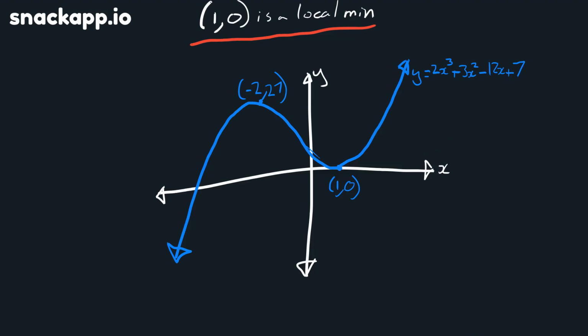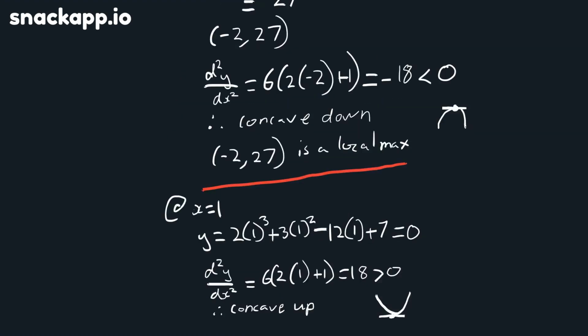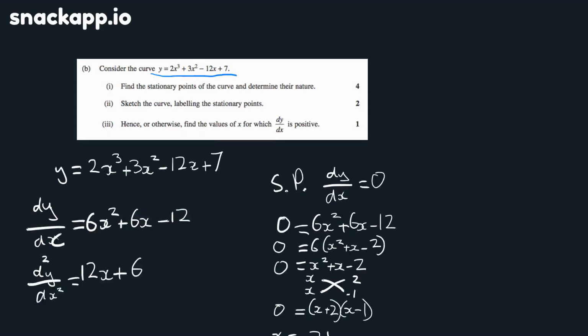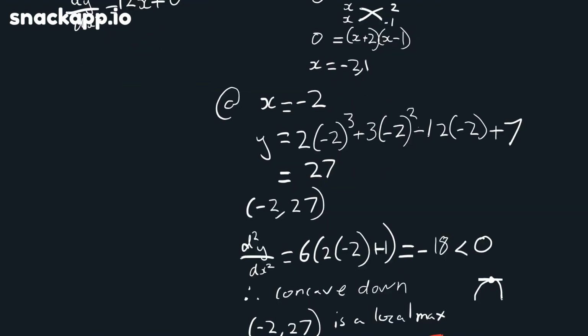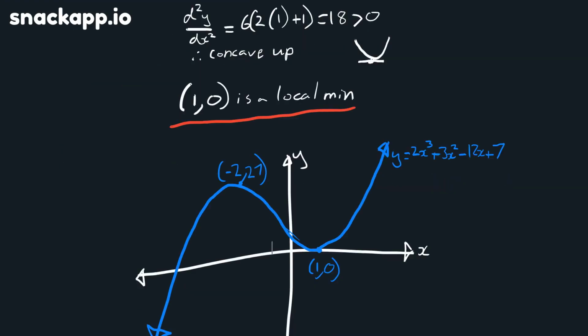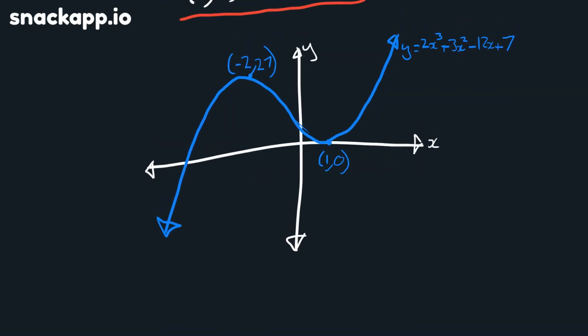Okay. All right. So for the final part of this question, if we quickly go back up to it, it is hence or otherwise find the values for x for which the first derivative is positive. So this is pretty easy. We can just read this off the graph that we just drew. So for what values do we have positive derivative, right? So positive derivative is when we have a positive gradient. So it's positive here, it's negative here, and it's positive here.